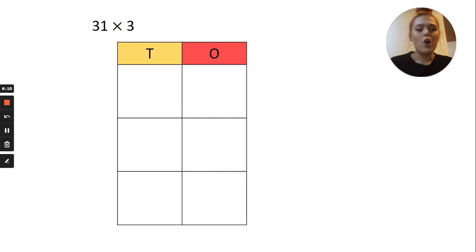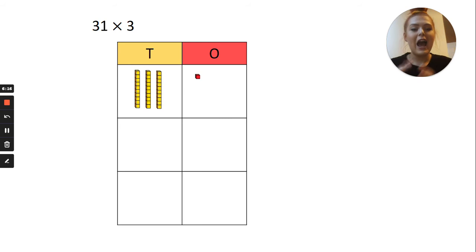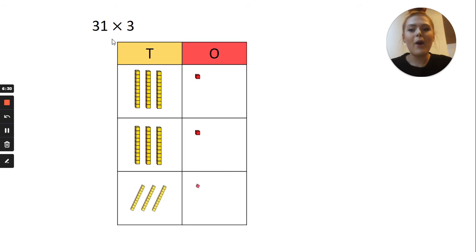And remember, Dean's blocks, we use one little block for 1, we use a strip of 10 blocks for 10, and then the squares of 100 for 100. So here I've got 3 strips of 10 and 1 cube on its own. So my number is 31. 3 10s and 1 1. 31. But I need 3 lots of 31.